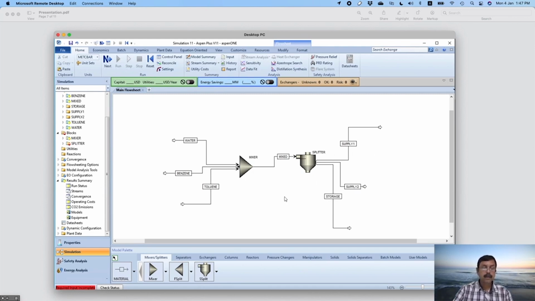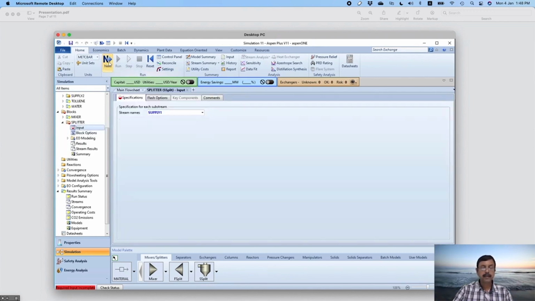Now press next. This portion has already been fixed. Now we have to fix the splitter condition. Splitter: supply 1, supply 2. Anyway, press next, it will automatically go to the splitter. Here, for the splitter input, we have 3 options: supply 1, supply 2, storage. Now, first supply 1, we have only 2 options: split fraction and flow.